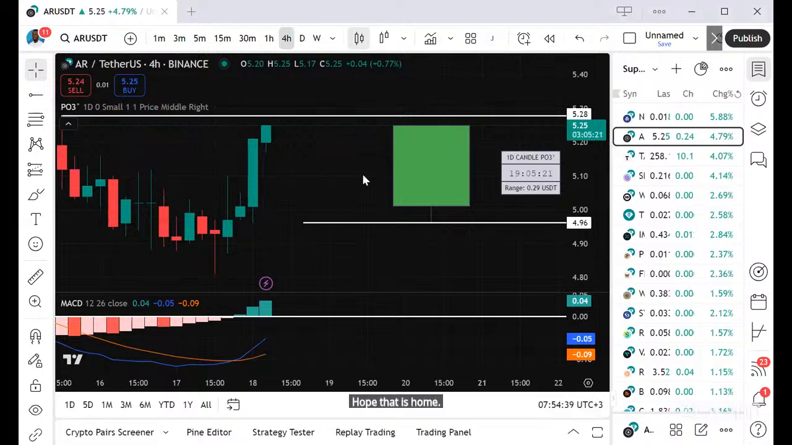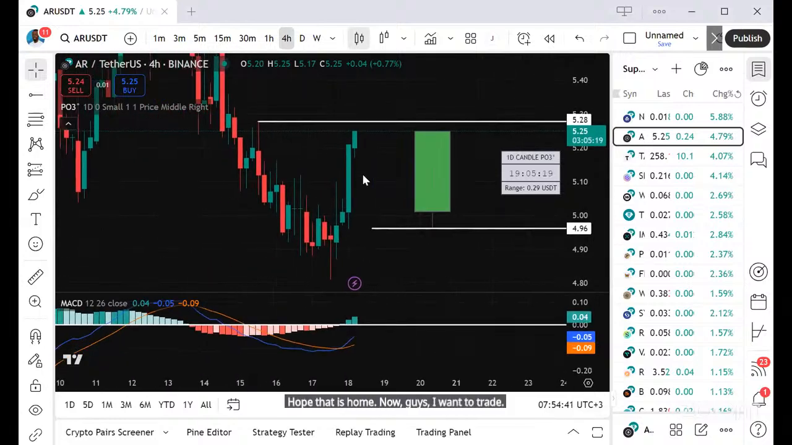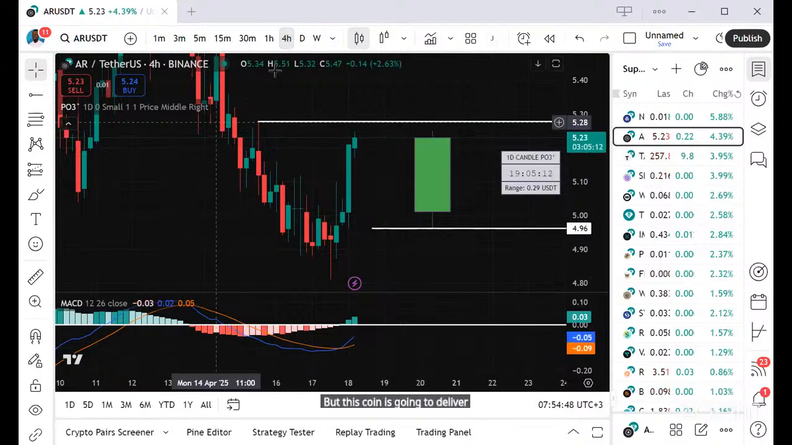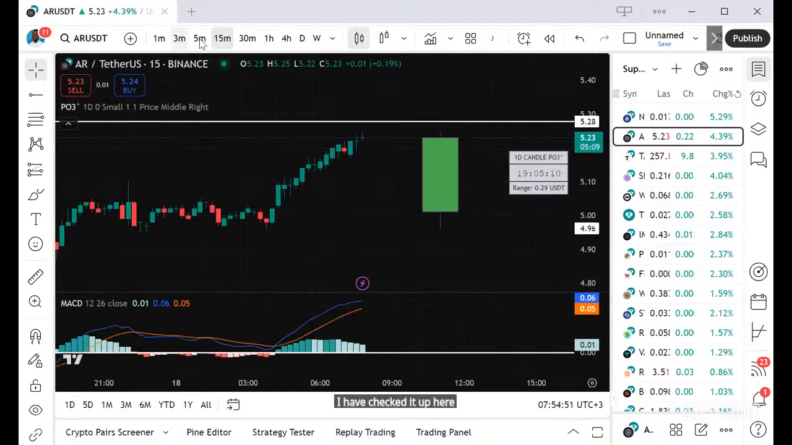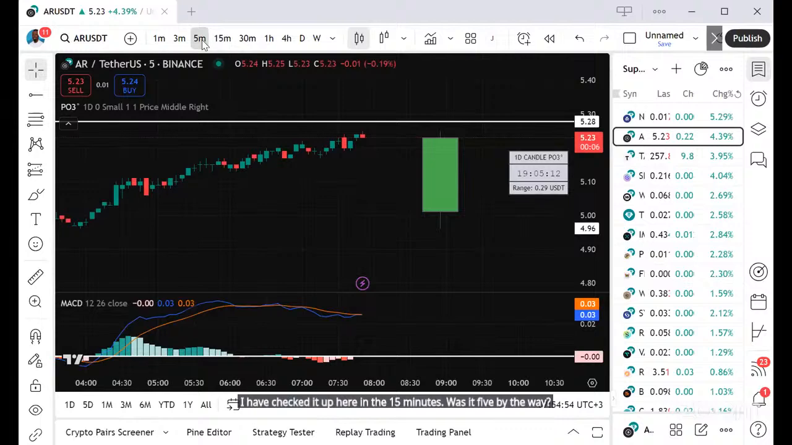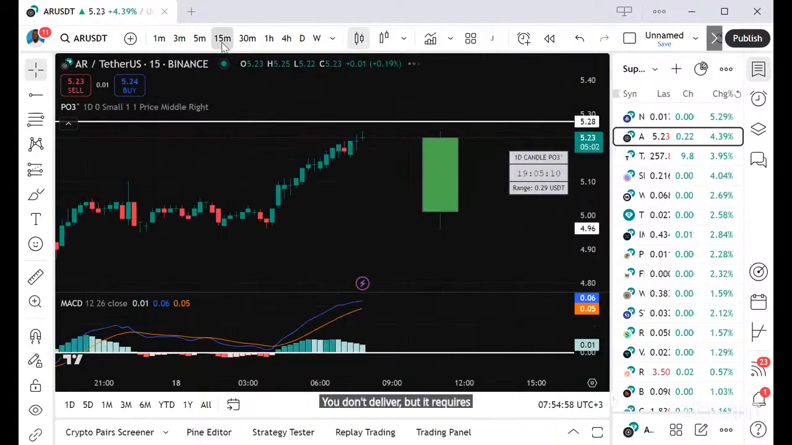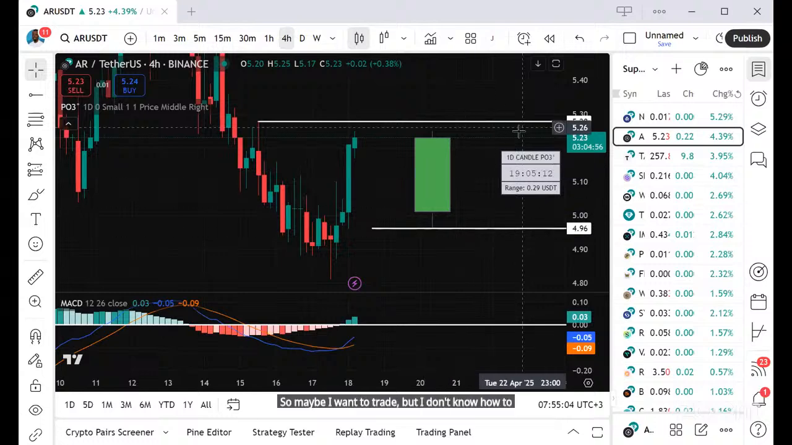Now, guys, I want to trade, but I'm not good at drawing lines of support and resistance. But this coin is going to deliver. I have checked it up here in the 15 minutes. It will deliver, but it requires some margin call. It's not the best. So maybe I want to trade, but I don't know how to draw support and resistance. What am I going to do?